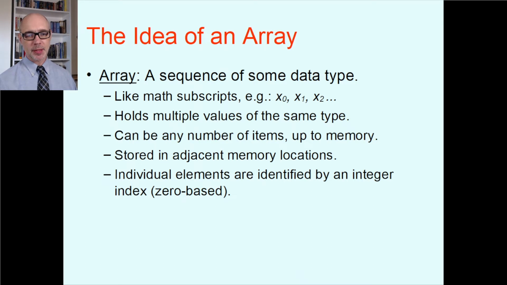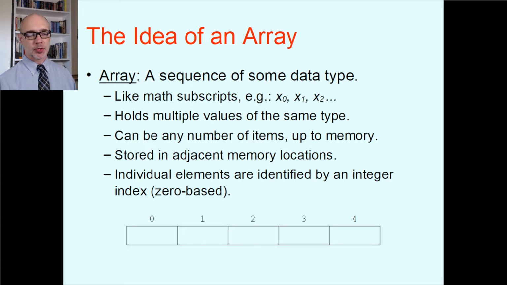And then once you do that, individual elements are identified by an integer index, and it is zero-based, remember. So here's a little example of an array in memory that has 5 things, right? It's a size 5 array. And the first index is 0, and the last index is going to be 4, right? Going to be 1 less than the size of the array.